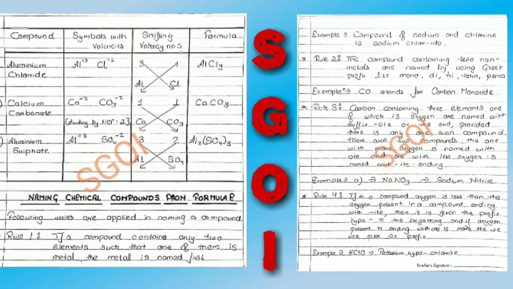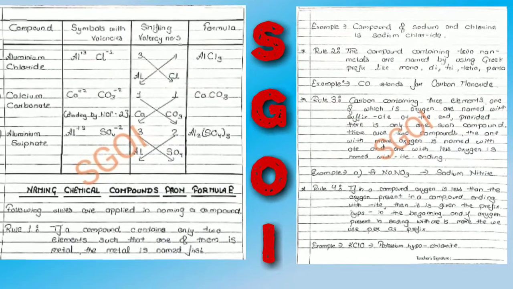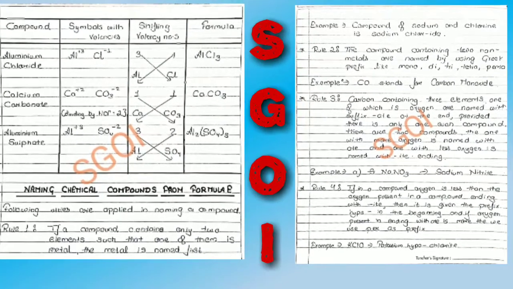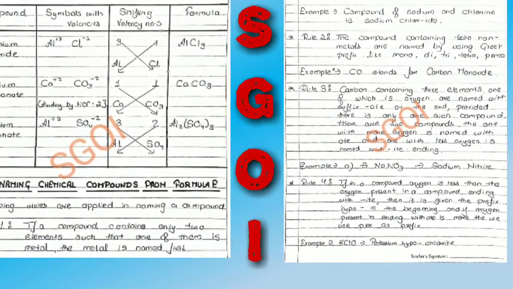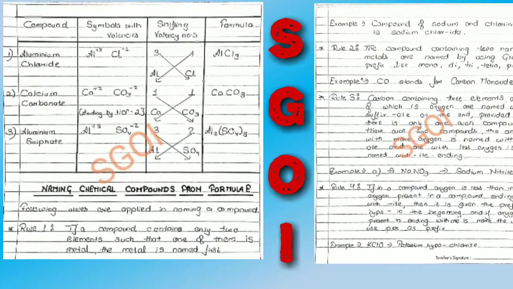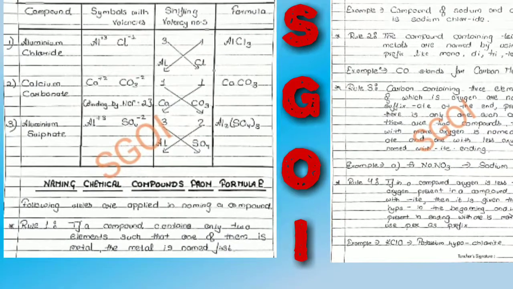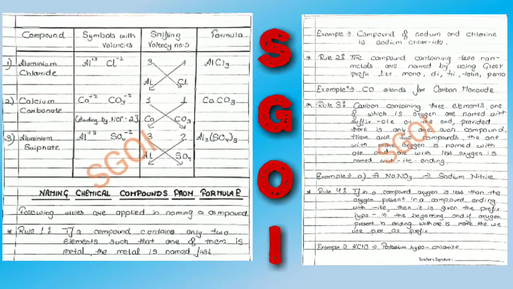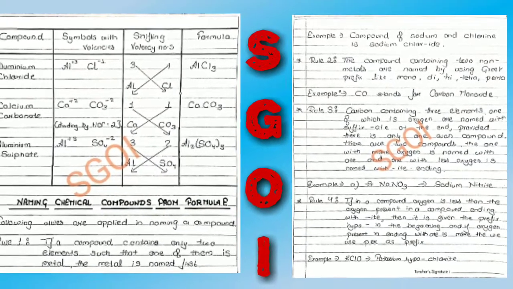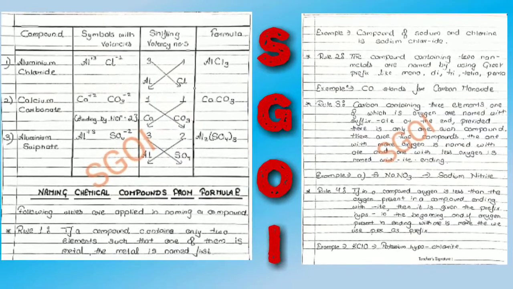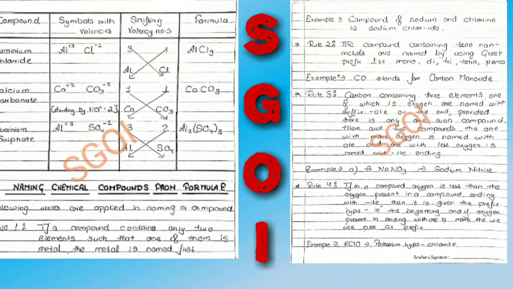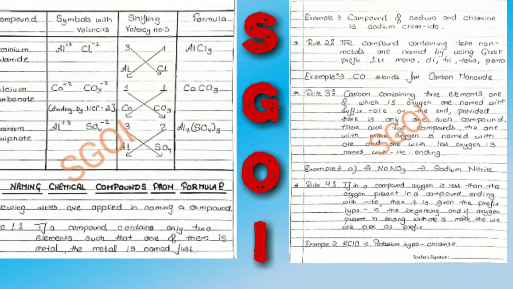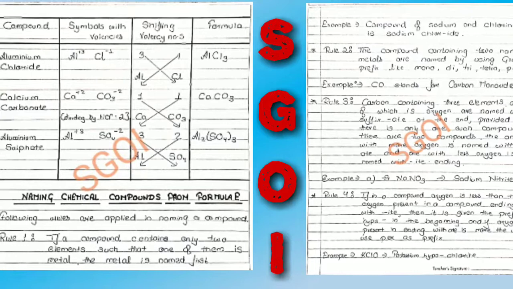And now, naming chemical compounds from the formula. I am revising some basic rules for naming. Rule 1: if a compound contains only two elements such that one of them is a metal, the metal is named first. For example, the compound of sodium and chlorine is known as sodium chloride.